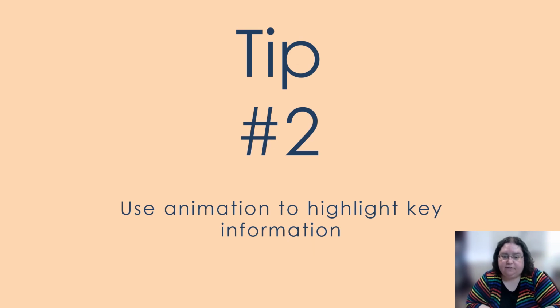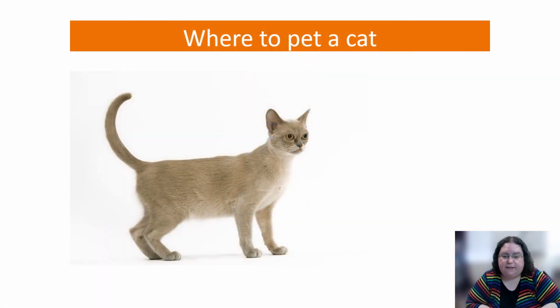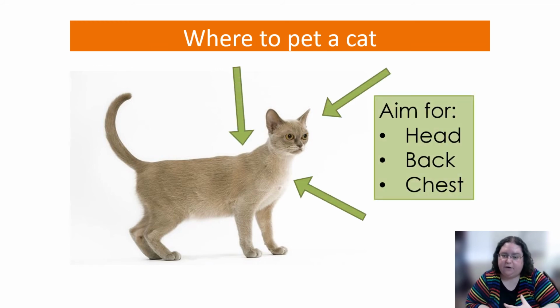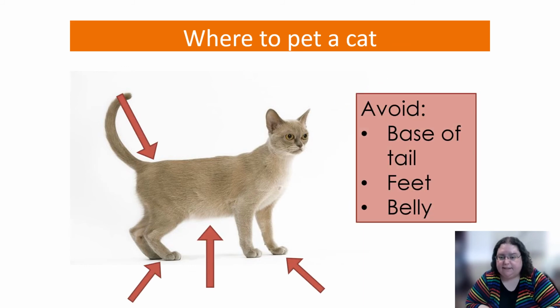Using animation can also be really helpful when you're trying to highlight key information. So in this case, if I was going to talk about where to pet this particular cat, I can have arrows that kind of pop in. It draws your eye to the area that I'm asking you to look at. Allows me to bring in some text at the same time. And then I can easily switch to another area. And again, just kind of helps bring your eye to that particular spot.